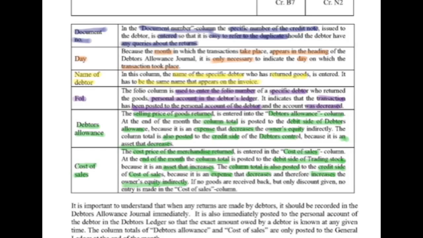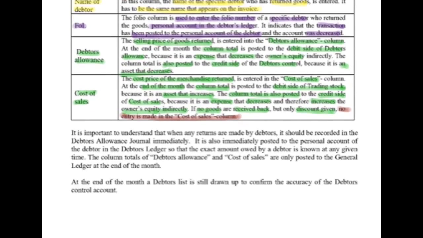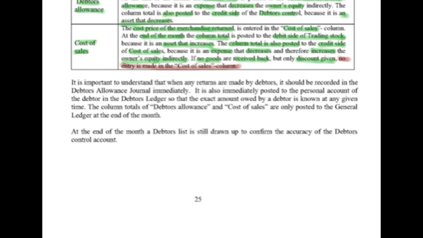This is important: if no goods are received back, but only a discount is given, then, very important, no entry is made in the cost of sales column. So this is an exemption to the DAJ.